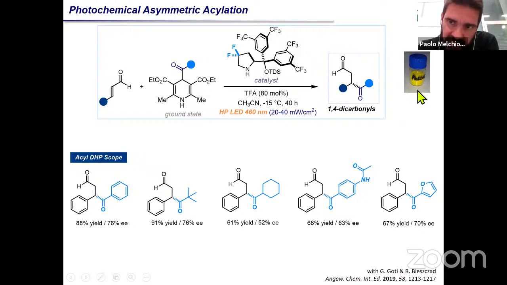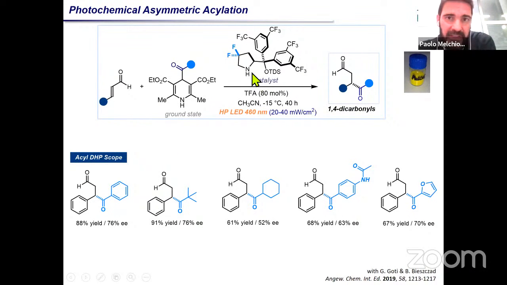You see that this is really yellow. At this wavelength, the iminium ion generated upon condensation of this unsaturated aldehyde with the catalyst could not absorb. The maximum absorption is about 420, 430 nanometers. So here we are generating an acyl radical upon direct excitation of this substrate, and then this acyl radical is trapped by the ground state iminium ion.